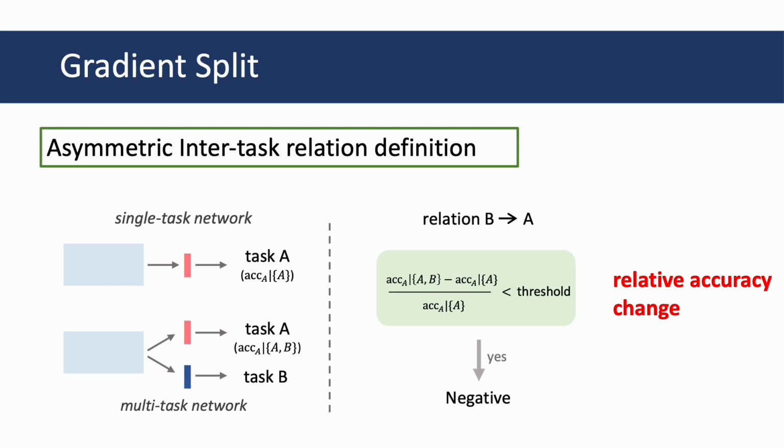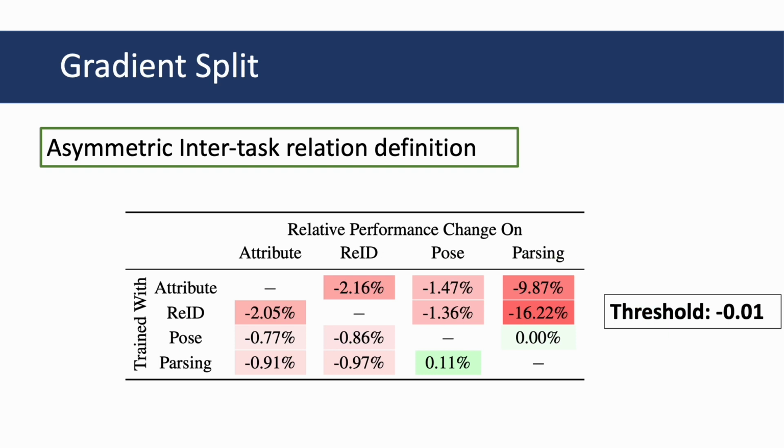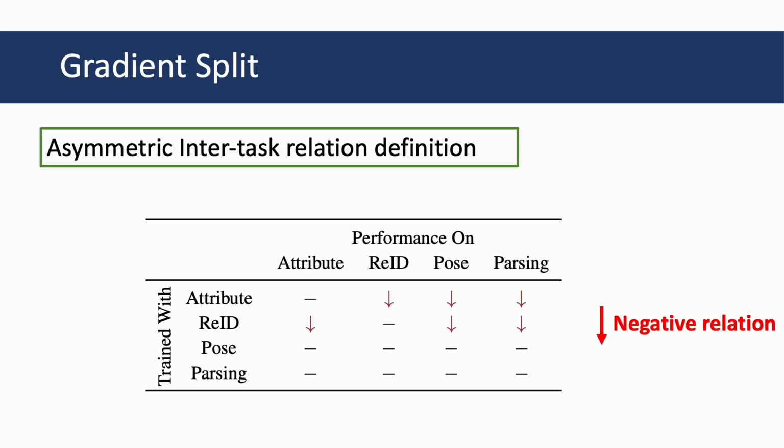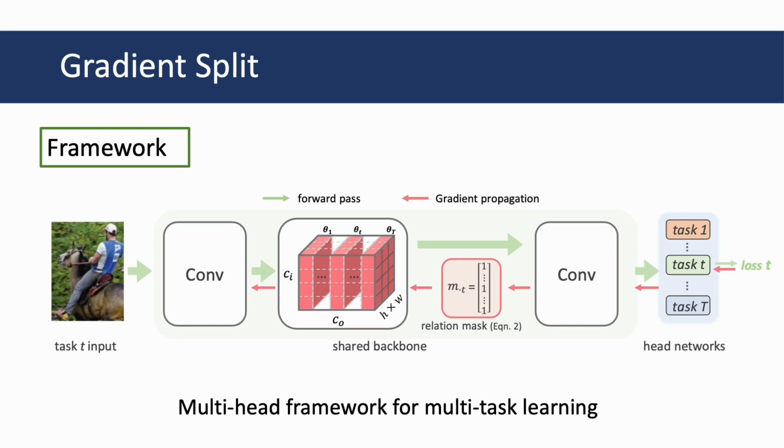If the change is smaller than a threshold, then task B has a negative relation for task A. Here I show the relative changes for each task. By using a smaller threshold, we can get the asymmetric inter-task relationship. Based on the inter-task relationship, let's take a look at how to use it for learning multitask network.